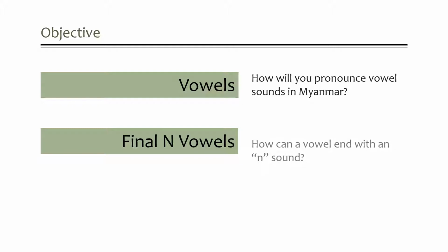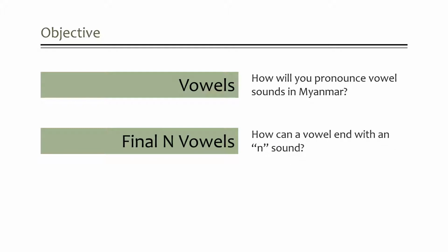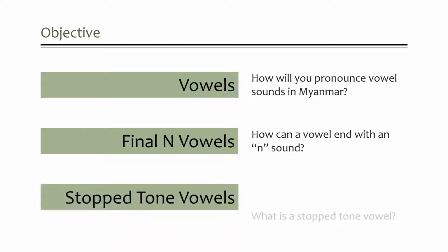The next group of vowels I'll refer to as Final N vowels. So just how can a vowel end with an N sound? You'll find out in this section. Lastly, I'll consider the stop tone vowels. You'll learn how to pronounce them and how you may see them romanized using different methods.